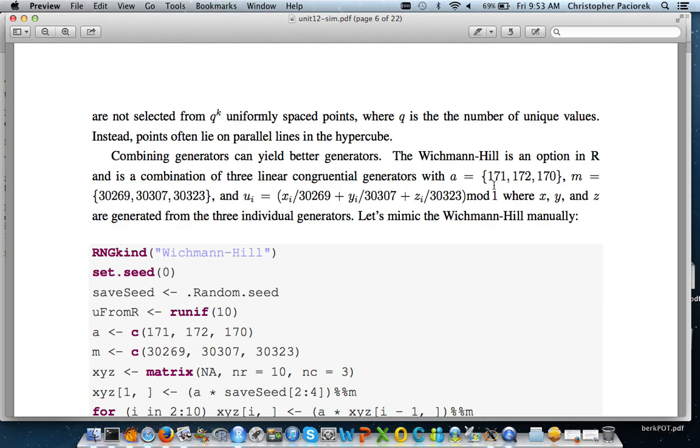You just have these 3 separate generators proceeding along, and then the way I generate the u is I take the x value and divide by its m, I take the y value, divide by its m, and I take the z value and divide by its m. So each of the x, y, and z sequences is a times the previous value, remainder after dividing by m, and then this is how I combine them, and I take the remainder after dividing by 1. And that gives me the Wichmann-Hill generator. Questions about that?